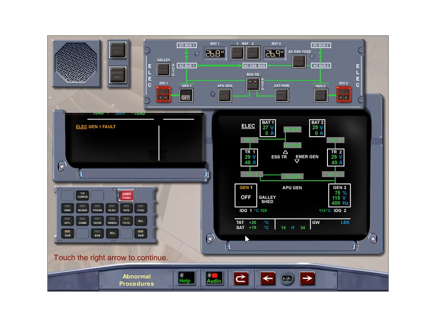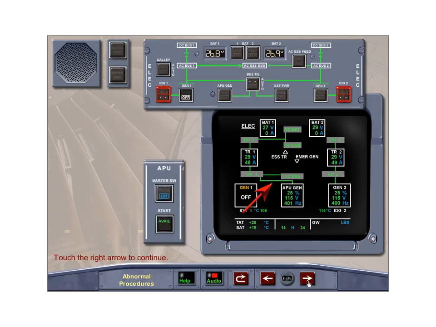The APU, if available, may be started, and when the APU generator is within limits, it would automatically supply AC bus 1 and recover the main galley. Touch the right arrow to display the ECAM electrical page with the APU generator connected. With the APU generator operating normally, it will automatically connect to AC bus 1 through the bus tie contactor, replacing generator 1. Now with 2 generators online, the main galley will not be shed.